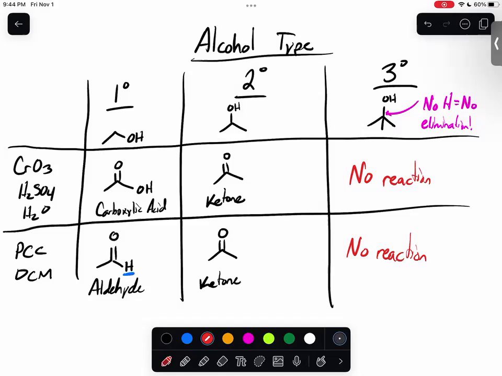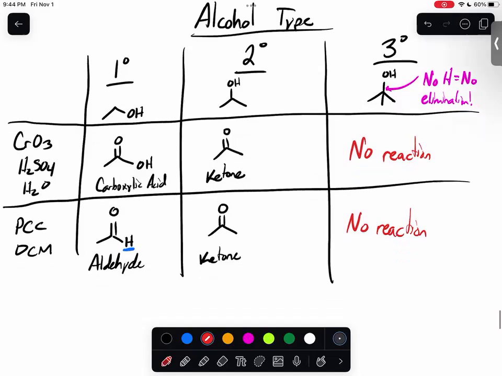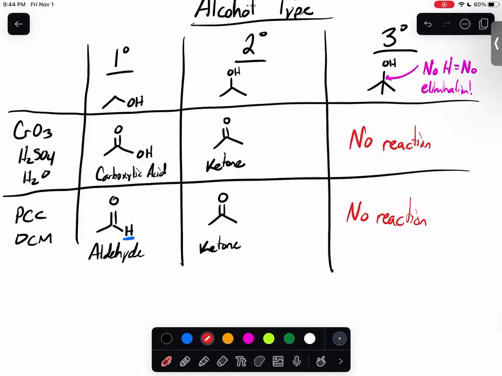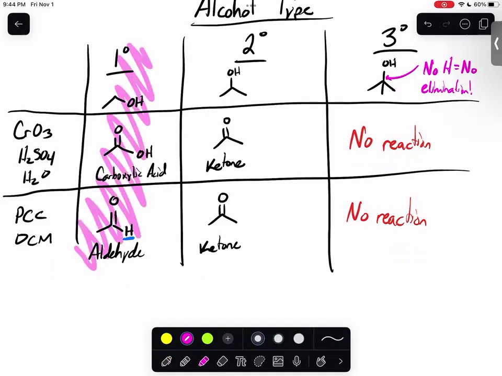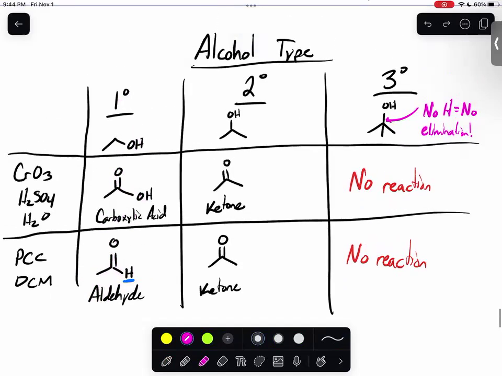So realistically, when we're talking about the difference between the Jones reagent and PCC, we're primarily looking at what is going on in this column right here, the primaries, because the secondaries is all the same. Either way, what it all boils down to is that it does an oxidation that depends on the alcohol type, and you're going to end up with some type of carbonyl from your alcohol.